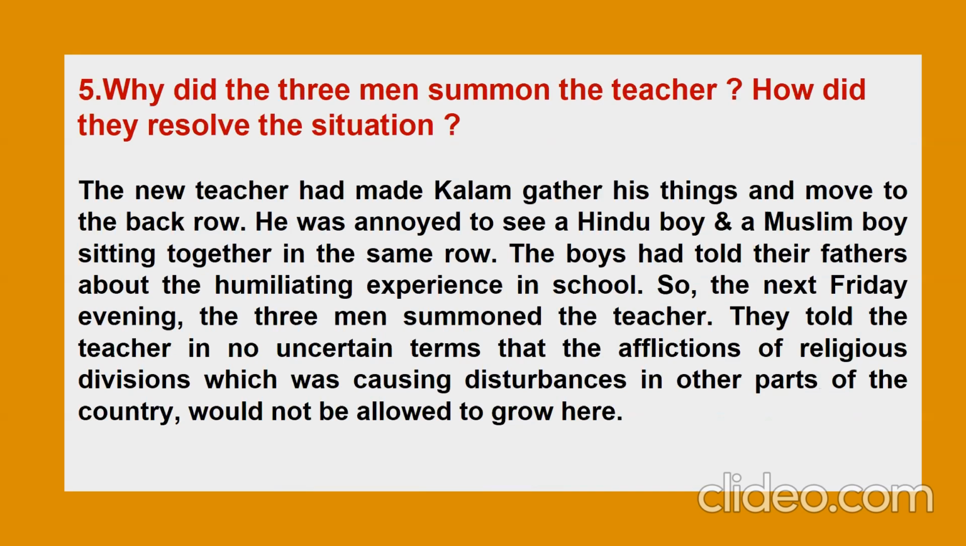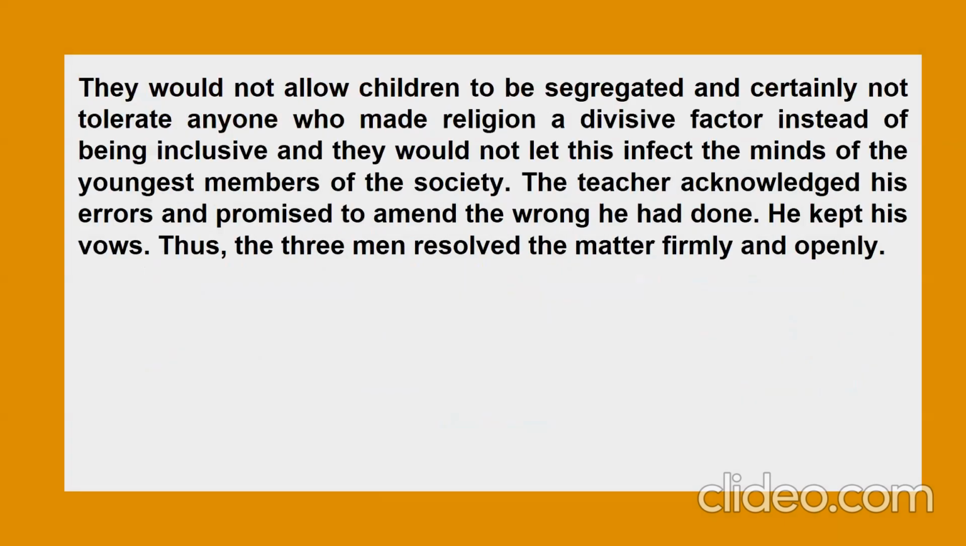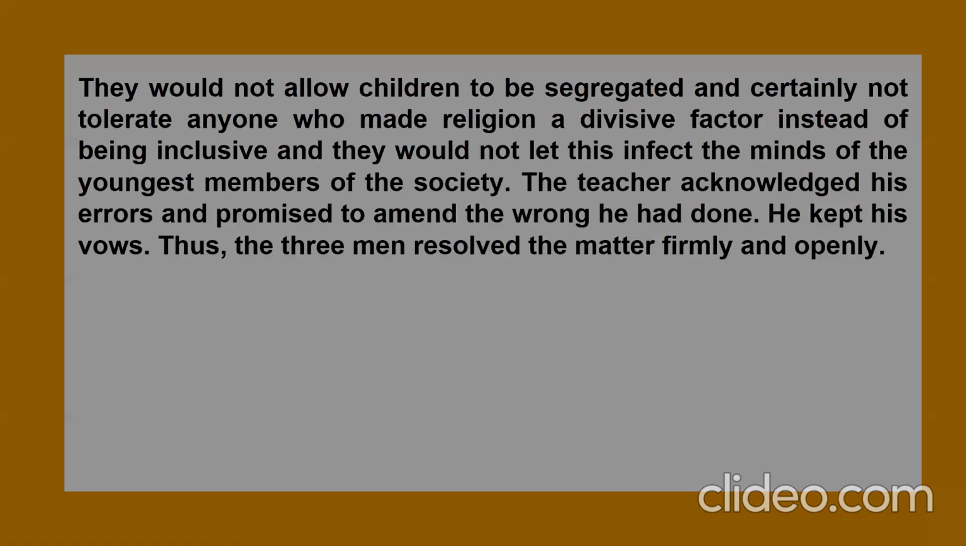They told the teacher in no uncertain terms that the afflictions of religious divisions, which were causing disturbance in other parts of the country, would not be allowed to grow here. They would not allow children to be segregated and certainly not tolerate anyone who made religion a divisive factor instead of being inclusive, and they would not let this infect the minds of the youngest members of the society. The teacher acknowledged his errors and promised to amend the wrong he had done. He kept his vows. Thus, the three men resolved the matter firmly and openly.